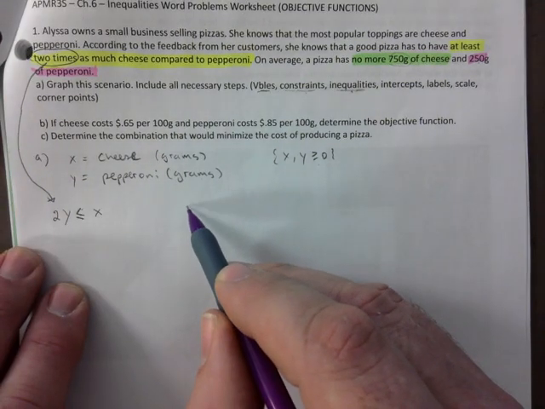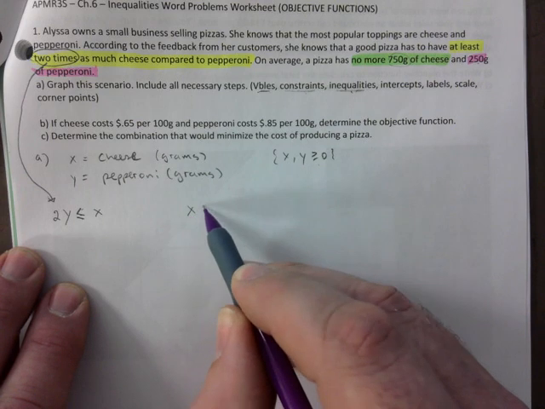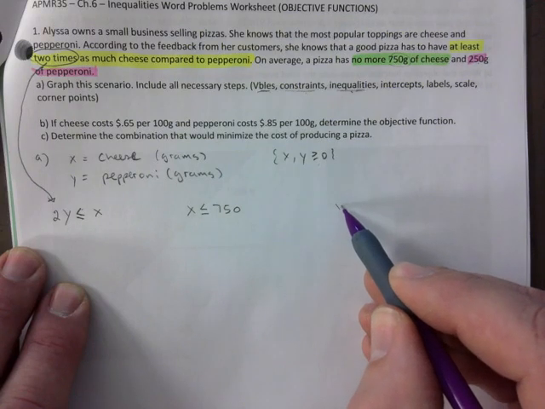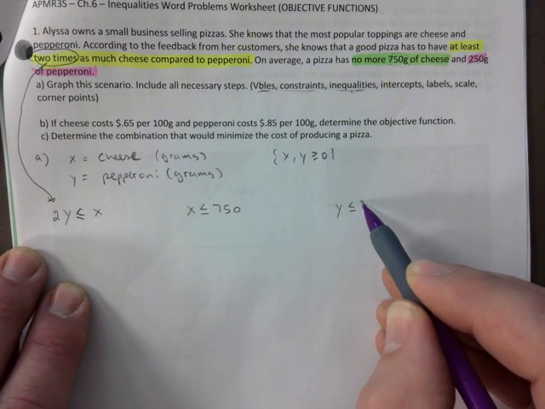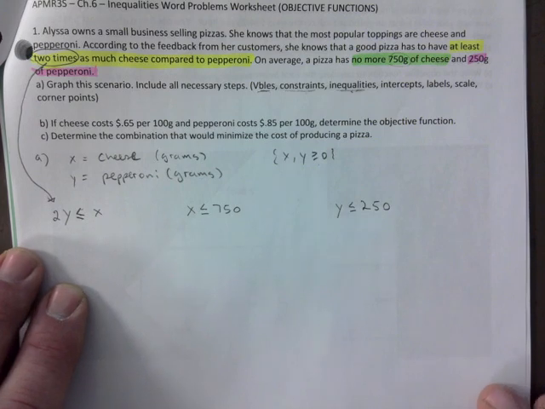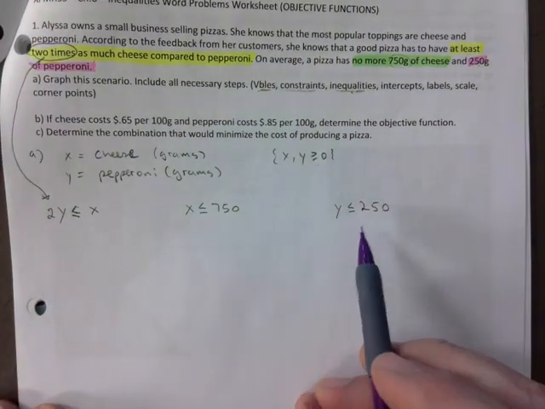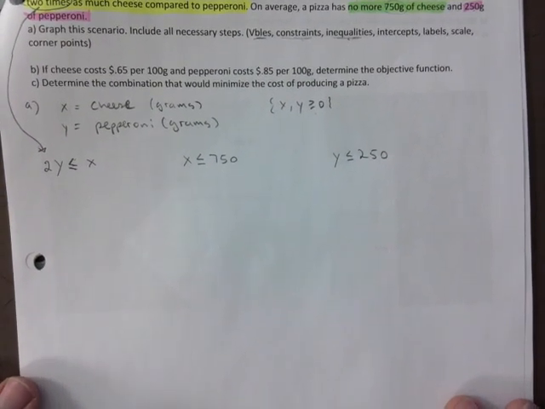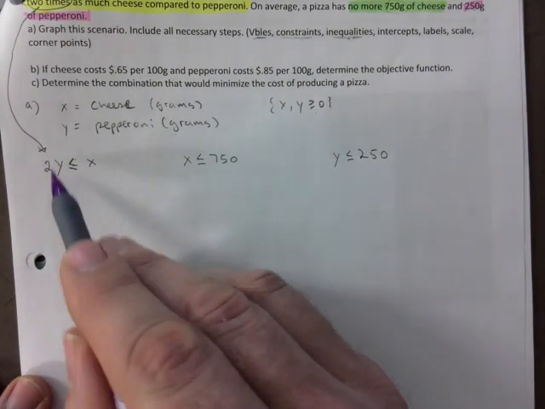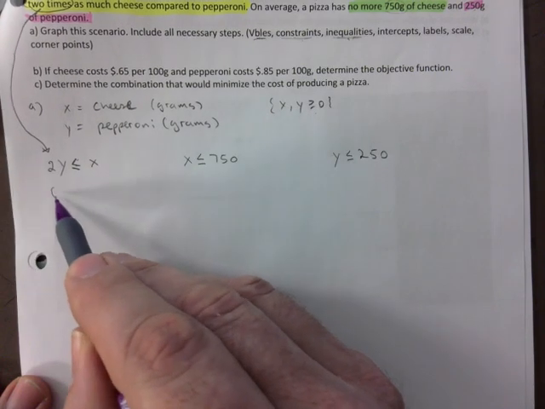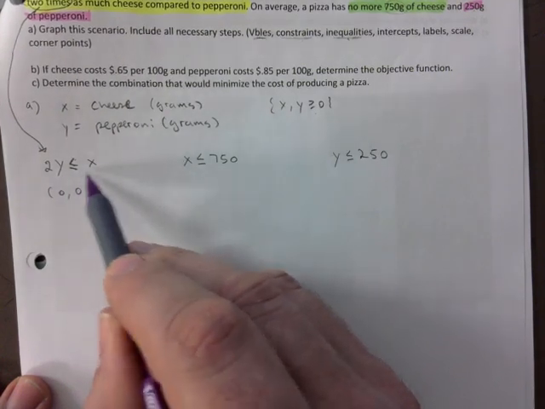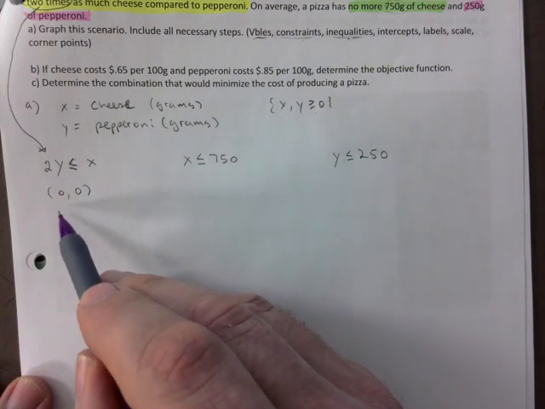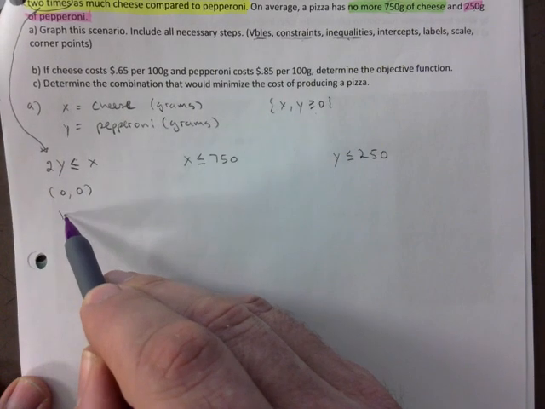Then we talk about cheese. Cheese has to be no more than 750 grams. And pepperoni, no more than 250 grams. So those are actually fairly easy ones to graph. There's no intercepts, nothing like that you need to figure out. Okay, this one, we know that one of the points is going to be 0, 0, right? There's no constant. You could rewrite it if you wanted to, right? And that we're going to do that.